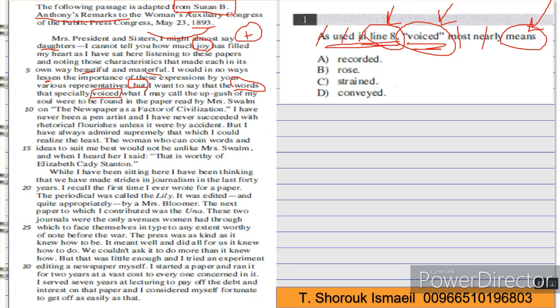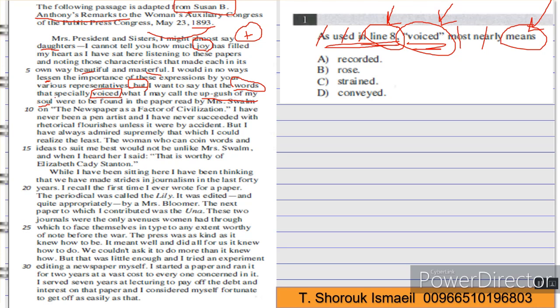Okay, what I may call the upgush of my soul. She says the upgush of her soul. These words expressed what is inside her, what is deep inside her. Okay, so she means her thoughts and feelings were to be found in the paper read by Mrs. Swan on the newspaper as a factor of civilization. So let's come here to this word again. I need a word, okay? She wants something to mean like to express. Words that specially expressed what I may call the upgush of my soul.